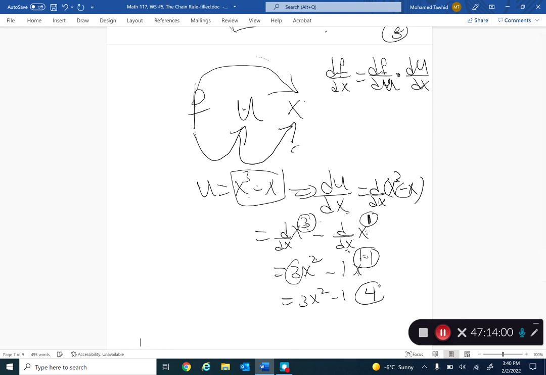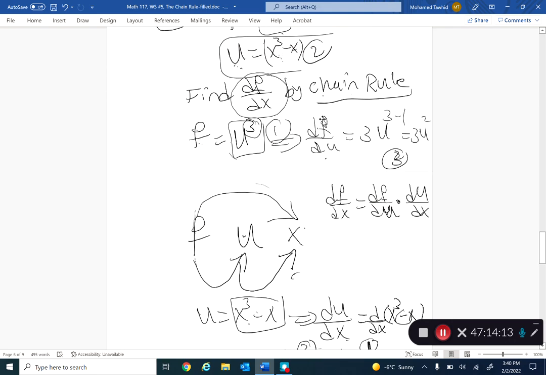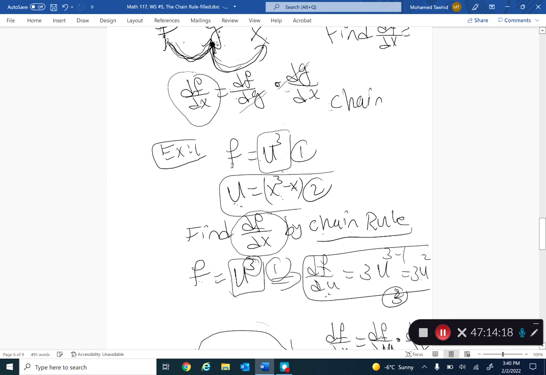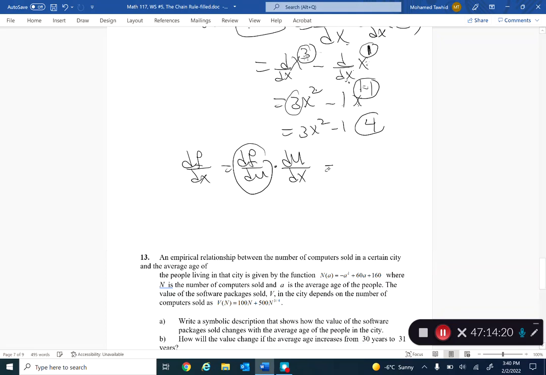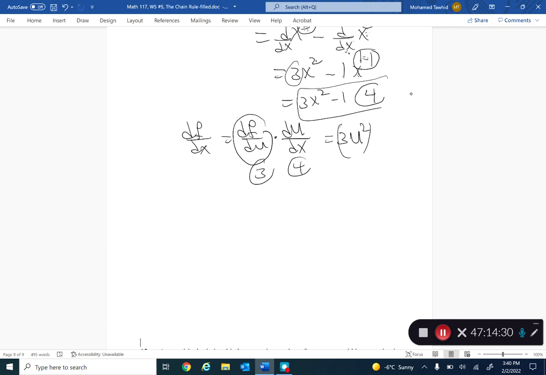So now in our chain rule, df by dx is nothing but df by du multiplied by du by dx. So df by du comes from equation 3. Look what you have here: df by du is 3u squared. So I have to copy down 3u squared. Right, that comes from equation 3. Then equation number 4 is du by dx. So I just copy that, 3x squared minus 1.